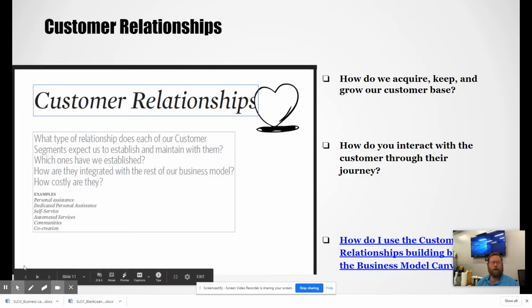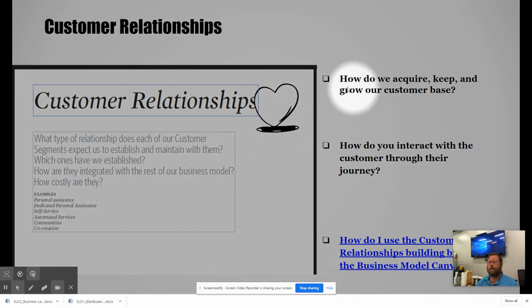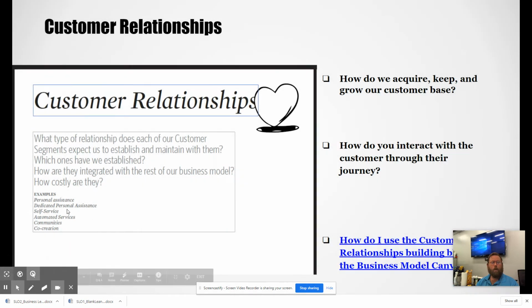So I'm going to go next to customer relationships. This is my favorite way of putting this, is how do we acquire, keep, and grow our customer base? How do we interact with our customer throughout their journey with our product? So mapping that out, understanding all of the interactions that your customer will have with you and how to best deliver the best interaction is clearly very, very critical. And if you look here, guys, customer relationships, what we want to do is how do we establish and maintain them, which goes back to acquire, keep, and grow. And we want to be able to integrate this with the rest of our business model.